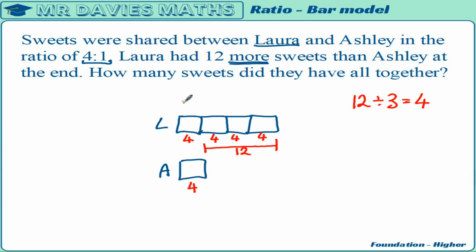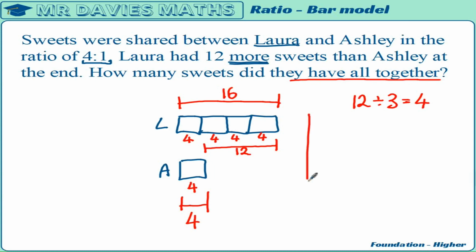So there's 4 in those boxes, there must have been 4 in this one, and there must have been 4 in this one. So Laura, as a total, she had 4 boxes and 4 in each one, which is 16 sweets. Ashley only had the 1 box and there was 4 in there, so she ended up with 4 sweets. This question's asking for how many they had all together. So altogether, Laura had 16, Ashley had 4, altogether that would have been a total of 20 sweets. So my answer would be 20 sweets altogether.